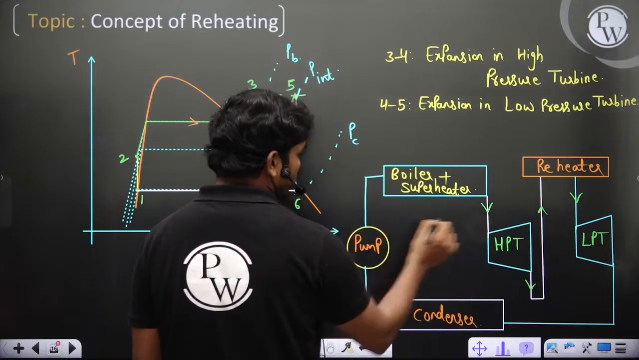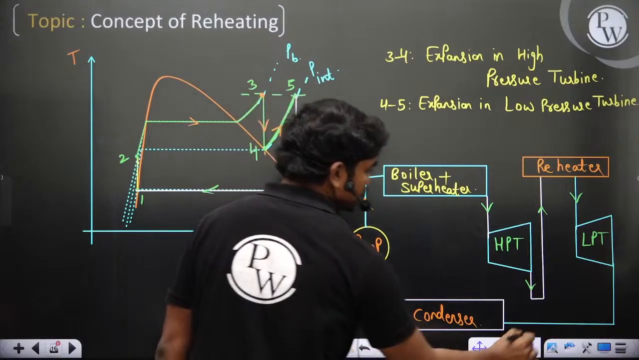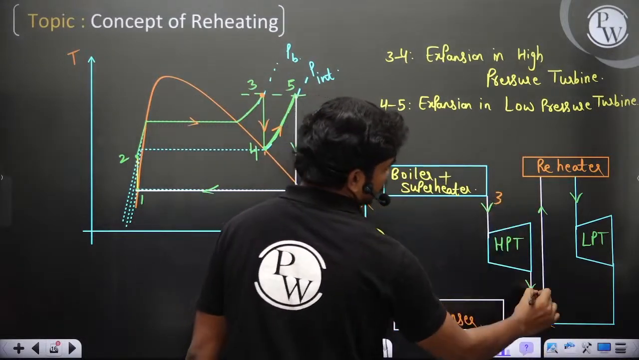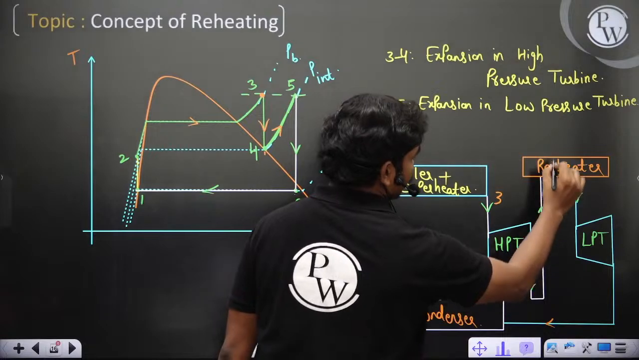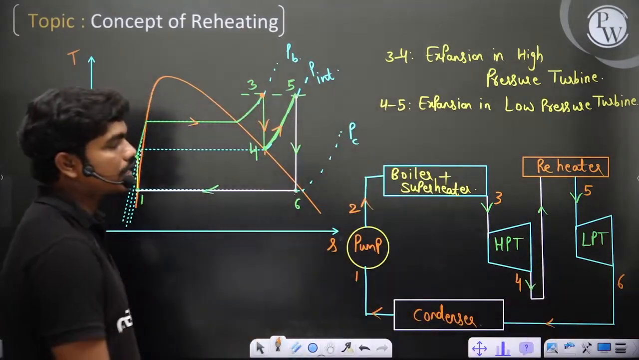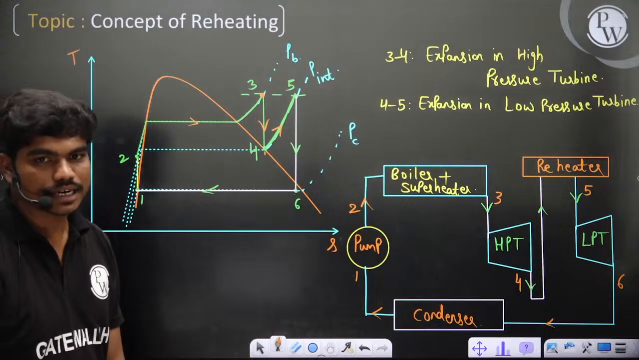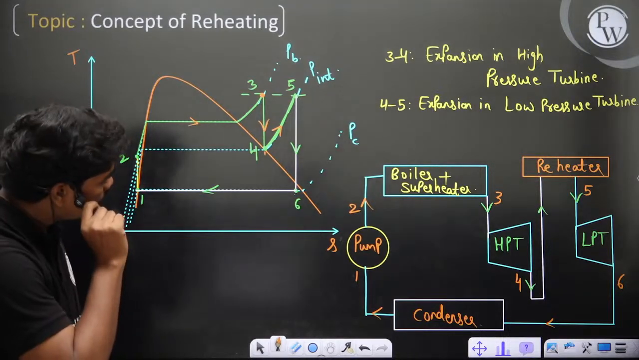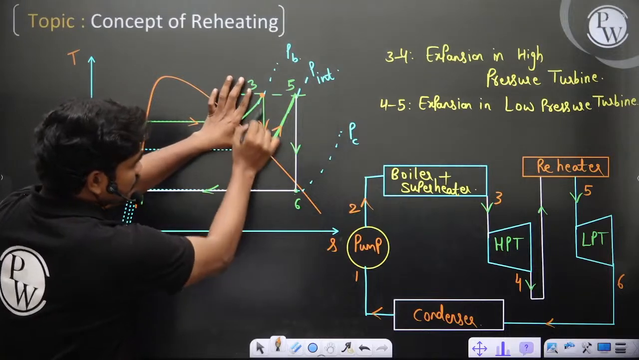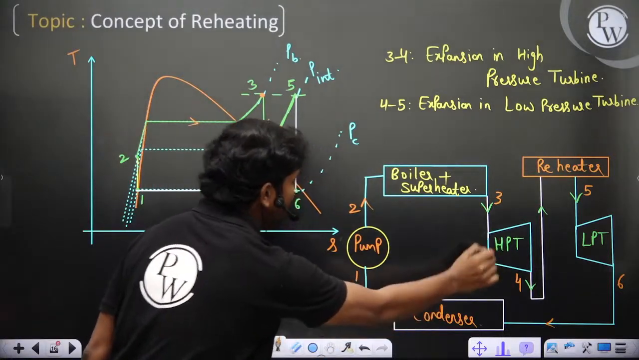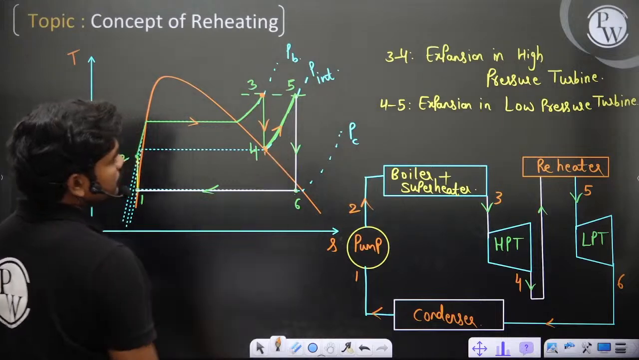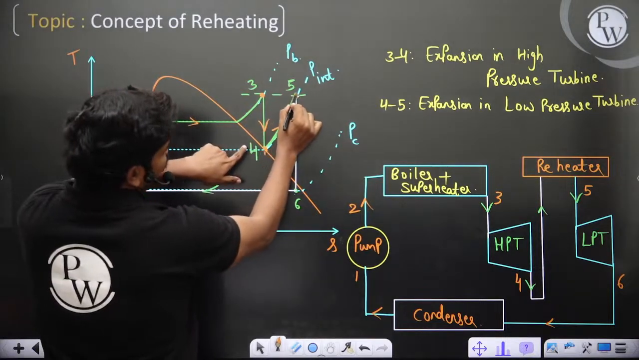Now if you want to mark the states here, we can mark the states 1, 2, 3, 4, 5 and 6, which goes into the condenser like this. So this is the typical construction. Now how do we decide that expansion 3 to 4 is happening in one turbine and 5 to 6 is happening in the other? You can clearly see the entry of fluid into these two turbines.